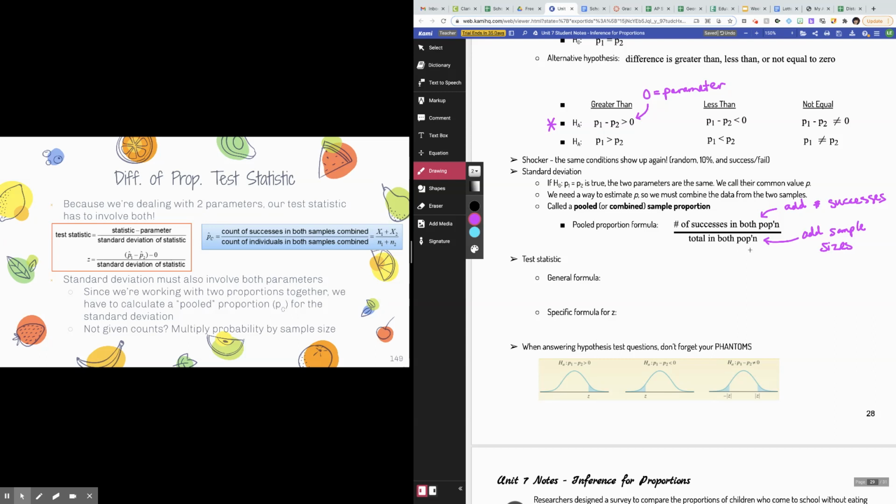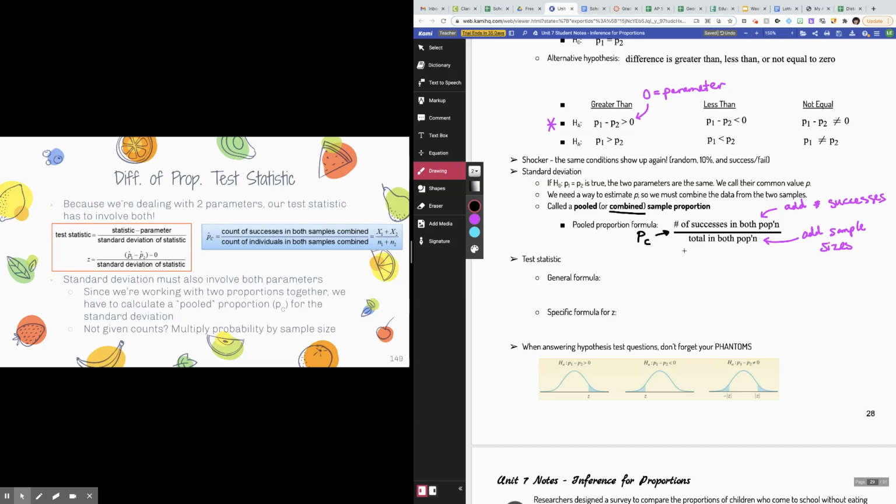And we are going to use this pooled proportion, which by the way is typically noted with p sub c. It stands for the combined proportion. That's typically the way that it's notated, right? And again, the reason we're doing this is because we are not going to be given the population value.